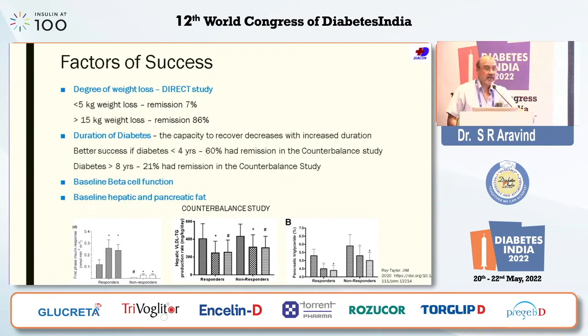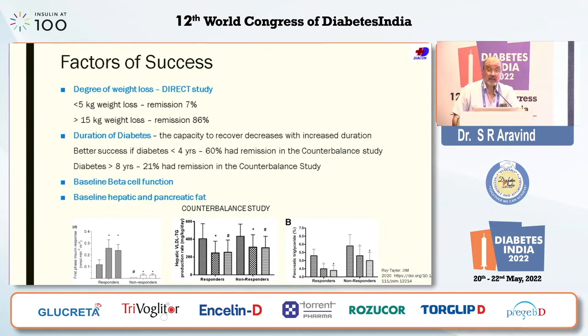That means if you try this remission in somebody after 7, 8, 9 years of diabetes, the success rate is not the same as what happens in the first 1 to 2 years. If the diabetes is more than 8 years, there's only 21% remission in the Counterbalance study. And baseline beta cell function is very important, and unfortunately, we can't measure it in all of our patients in the clinic.